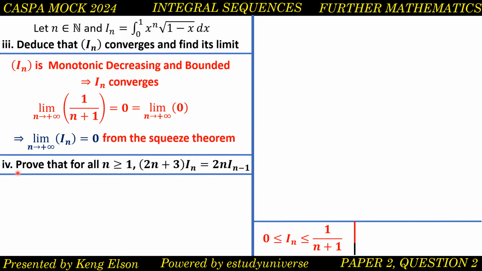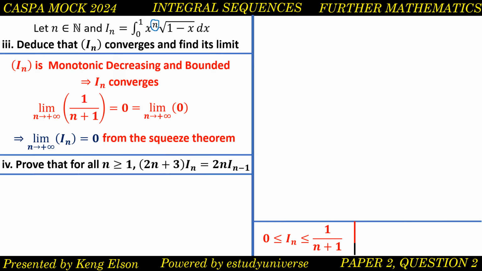Now the last part of the question, we need to prove that for every n greater or equal to 1, (2n plus 3) times I of n is equal to 2n times I of n minus 1. So we are going to use integration by parts to prove this. Now you realize that if you look at I of n minus 1, to get I of n minus 1, all we need to do is to replace n here with n minus 1.